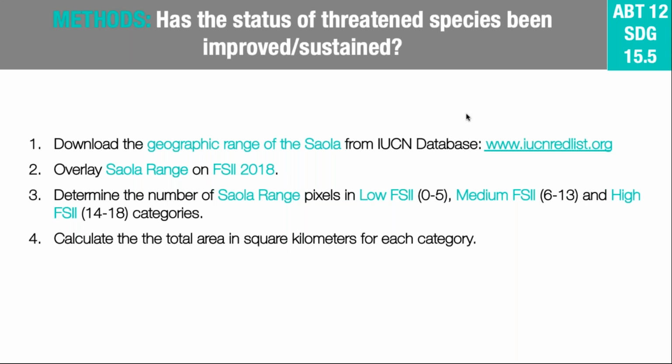So to repeat this, you can see each of these steps listed above. First of all, you download the geographic range of the saola from the IUCN Red List, or you can do that for any species. You overlay the saola range on the FSI 2018 raster layer, and then you determine the number of pixels in the three categories of FSI, that is low, medium, and high. And finally, you calculate the total area in square kilometers for each of these categories. Next slide, please.